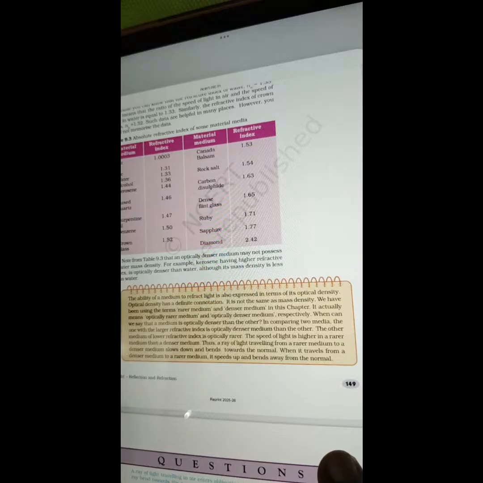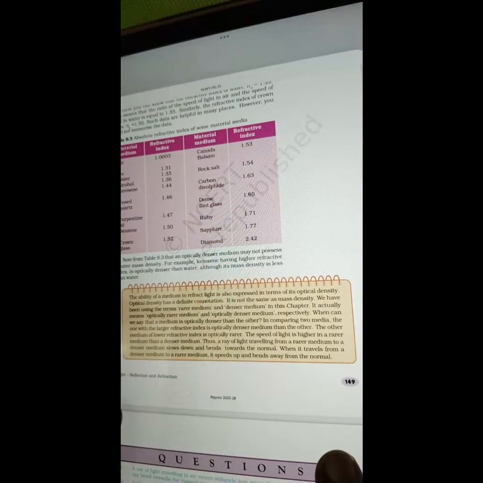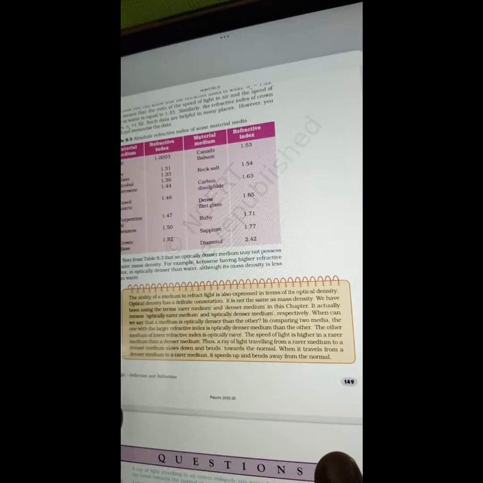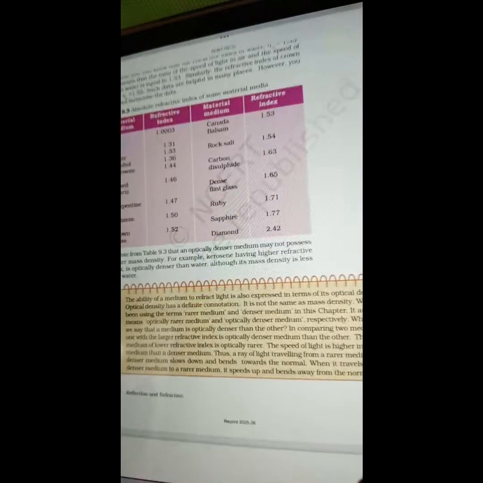When can we say that a medium is optically denser than the other? In comparing two media, the one with a larger refractive index is optically denser than the other. The other medium, of lower refractive index, is optically rarer. The speed of light is higher in a rarer medium than in a denser medium. Thus, a ray of light traveling from a rarer medium to a denser medium slows down and bends towards the normal. When it travels from a denser medium to a rarer medium, it speeds up and bends away from the normal.